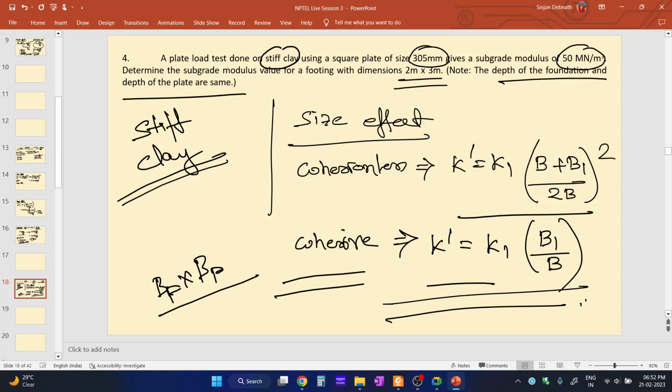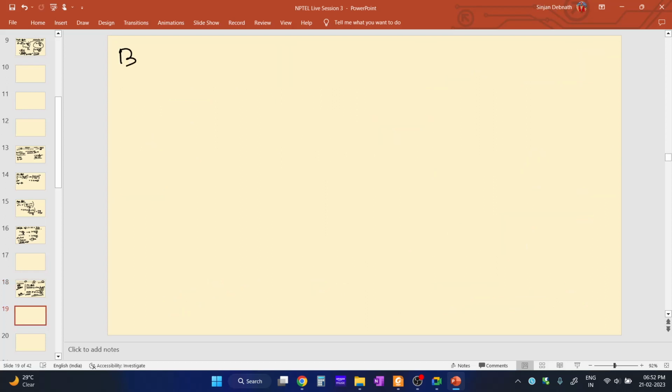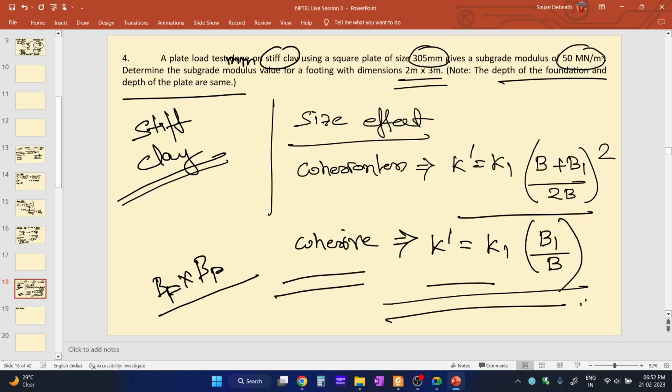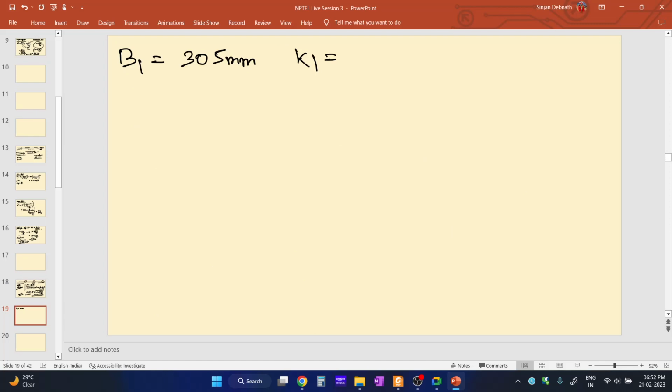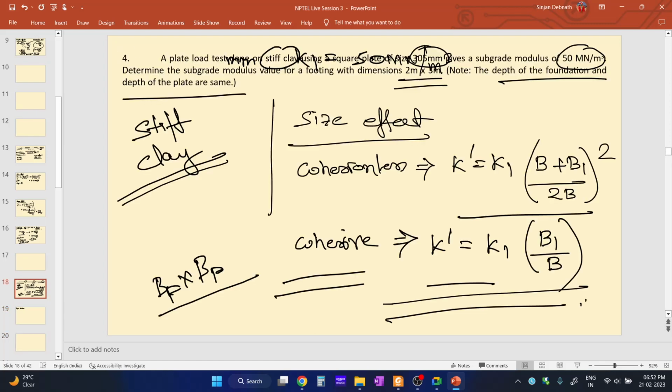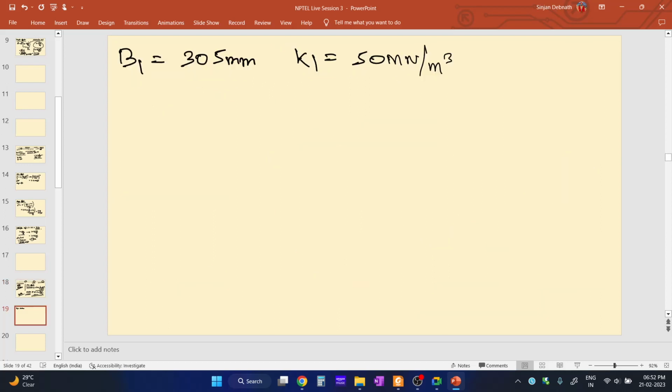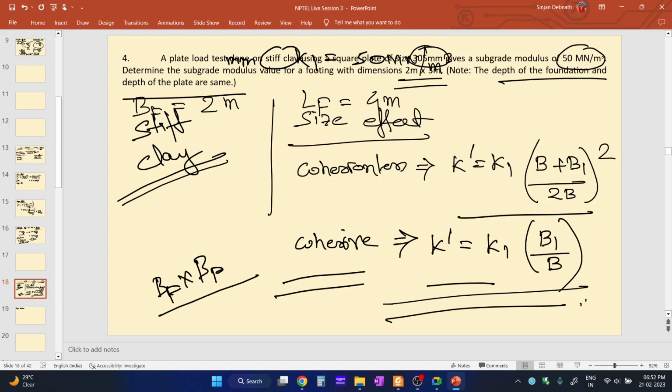So let me write down all the information. The size of the square plate, B1, is 305 millimeter. The subgrade modulus is equal to 50 meganewton per meter cube. The size of the footing, BF, is equal to 2 meter. The length of the footing is 4 meter, no, not 4 meter, it's 3 meter.